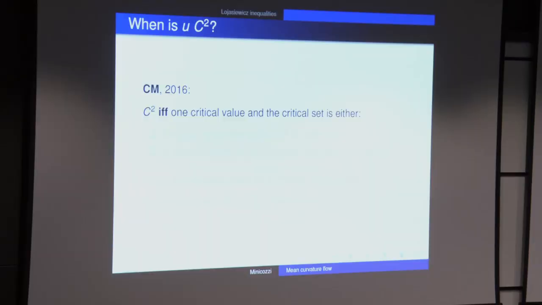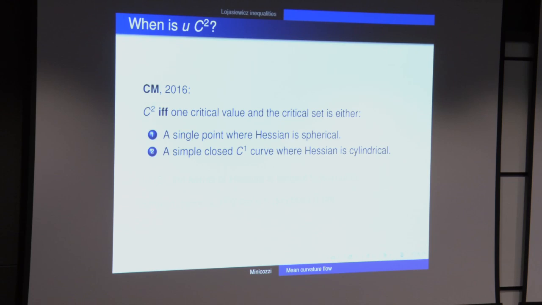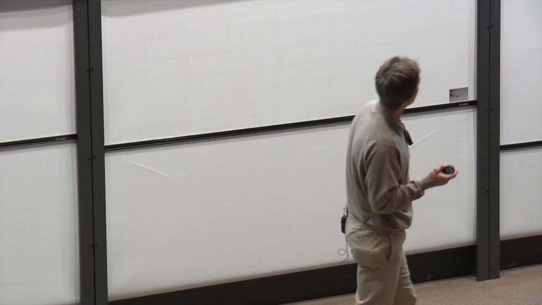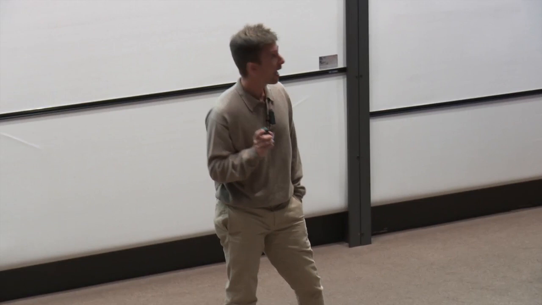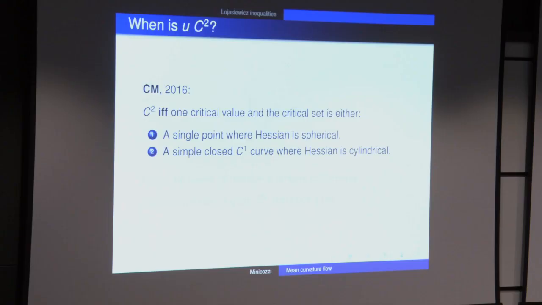So there's a surprisingly simple geometric condition for when you get this continuity of the second derivatives. You have continuity if and only if there's only one critical value. In other words, the only singular time is the extinction time. And in fact, the critical set at that time fits into one of the two examples we've seen.